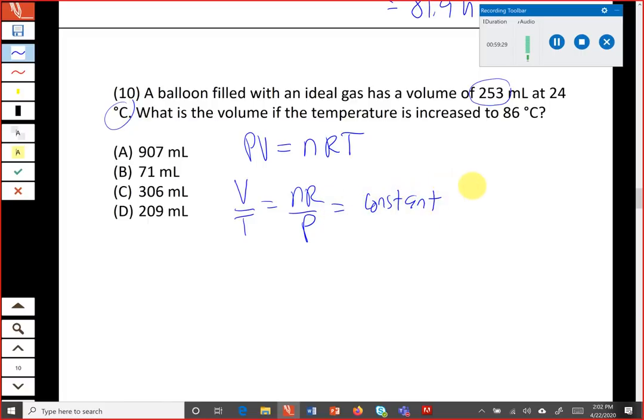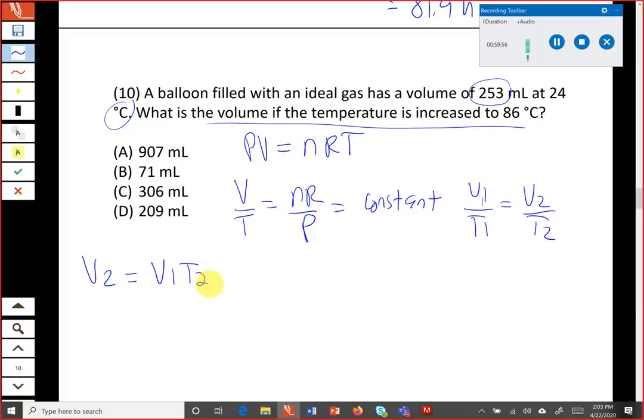And what that means then is that the initial ratio V1 over T1 is going to be equal to the final ratio V2 over T2. You could have also inverted both sides. It doesn't matter whether you put volume or temperature on the top or bottom, but you're going to get some equation that looks like this that we can use. And so what we're solving for is the volume at the higher temperature, so we'll call that V2, final volume, and that's going to be, if we do some algebra here, V1 times T2 over T1.